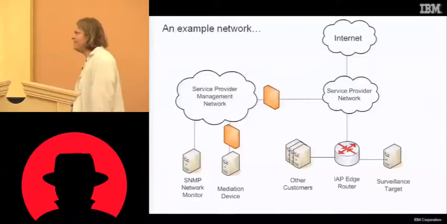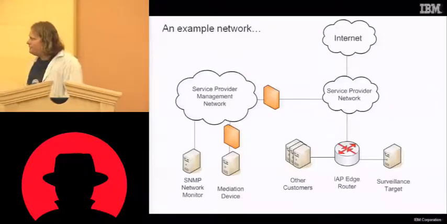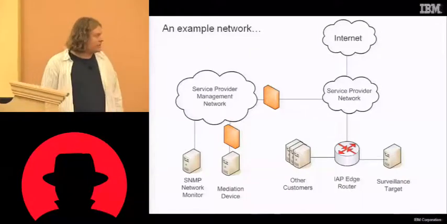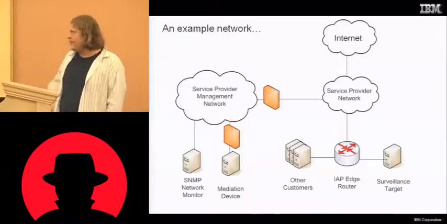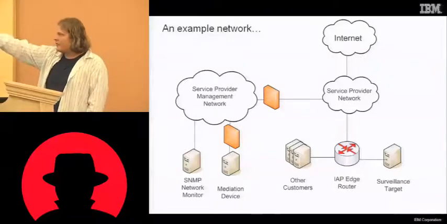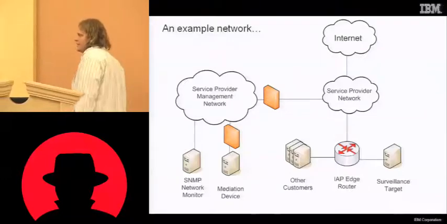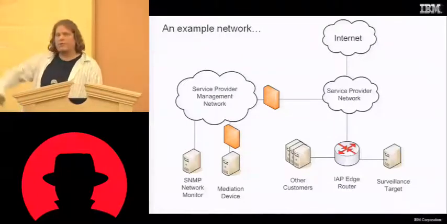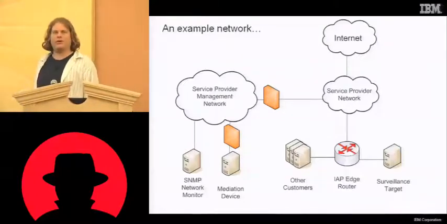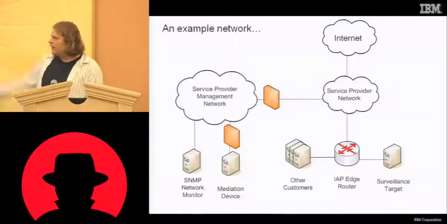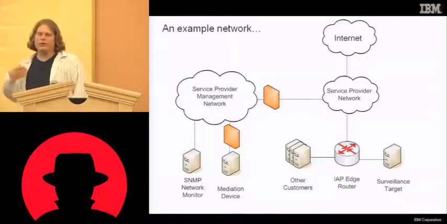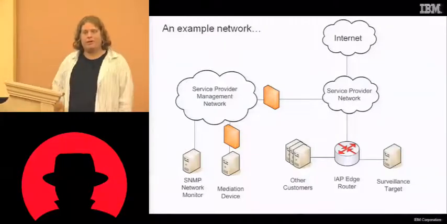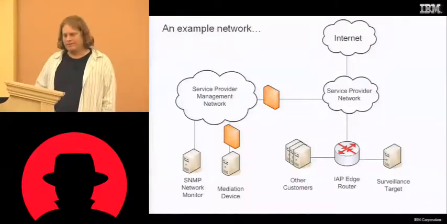This is Blackhat. So this is a network map to try to give you more of a real-world picture of how this is going to look. This is an ISP network. There's an edge router down here that's providing service to a bunch of customers. It's an intercept access point. And then there's the service provider management network that hopefully is firewalled off from the rest of the ISP's network. And in it, you've got a bunch of computers, including an SNMP management host and a mediation device that you're using to operate the surveillance system.